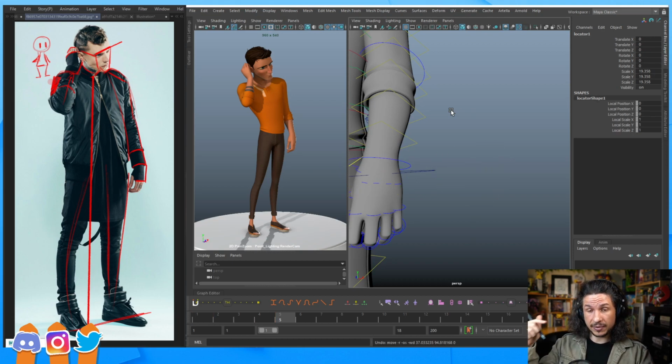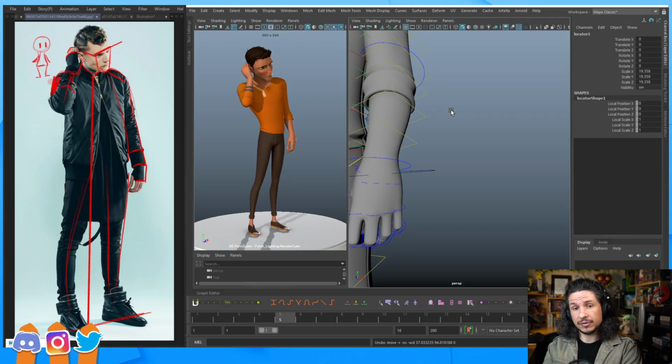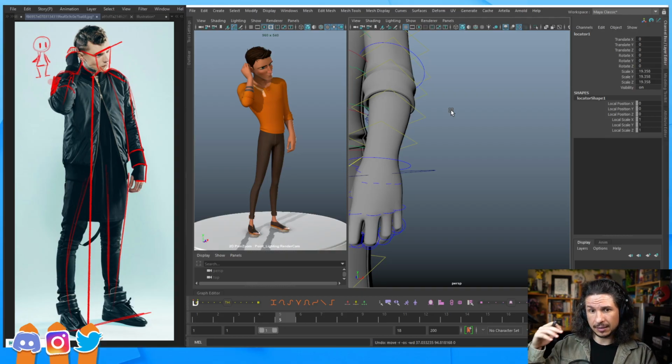Now, what you can't do is constrain an FK wrist to something else. If you're trying to constrain the FK wrist to a locator and have the FK wrist follow that, that's not going to happen. Because it's FK, it's just not going to follow along. So you have to be very careful of that. With FK, you can only constrain things to it. You can't constrain FK to something else.